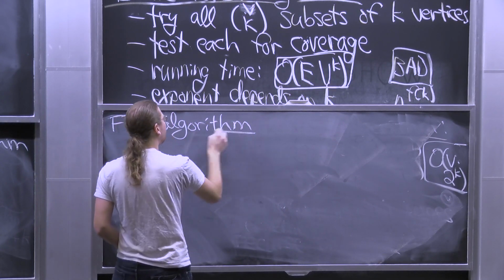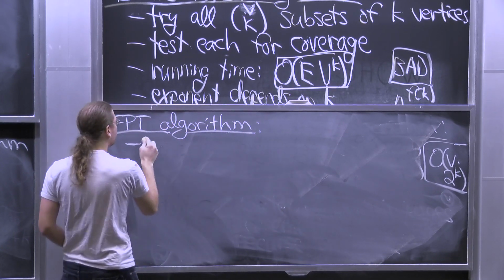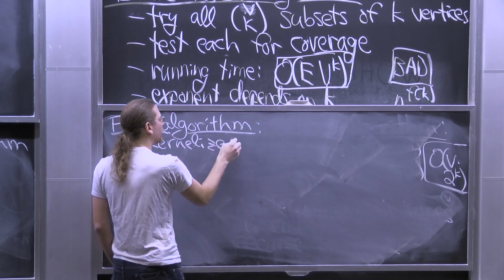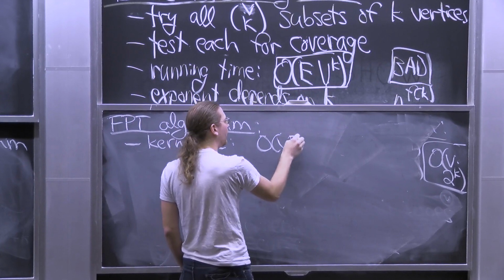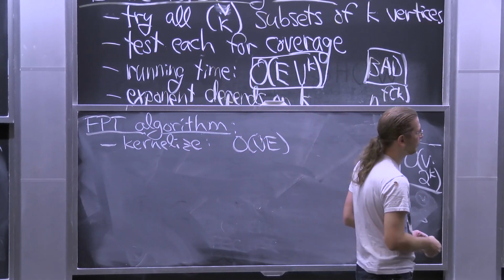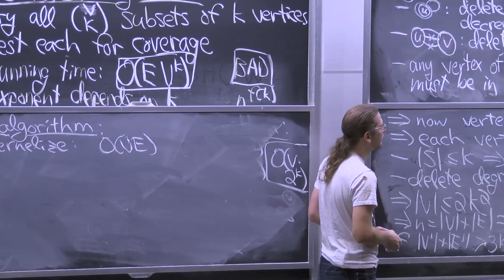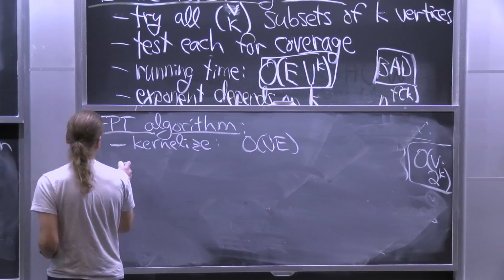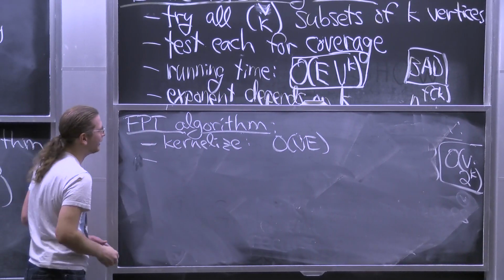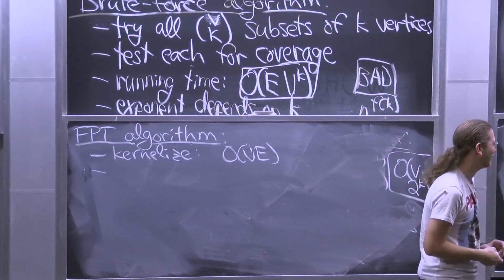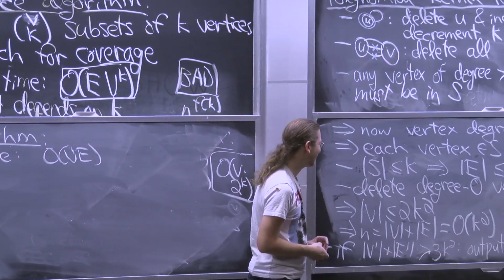Here's a new FPT algorithm, two of them. First, we kernelize. We spent, I guess, order VE time. Again, I think you can get that down to order V without too much effort. It's not totally obvious. It's a good exercise. It'd be a good problem set problem. But it's not on the problem set, don't worry. It could be a good final exam problem. I don't know. That was probably a little long.